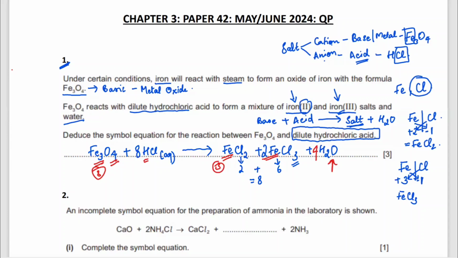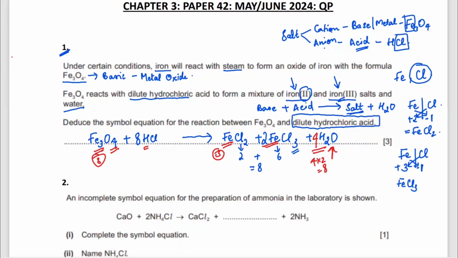Hydrogen is 8 on the LHS, and on the RHS, it is 4 into 2, again 8. So now it is balanced. So the symbol equation will be Fe3O4 plus 8HCl gives FeCl2 plus 2FeCl3 plus 4H2O. You don't have to mention the state symbol, that is aqueous, because it is not mentioned in the question. Okay, so this is the answer for the first question.